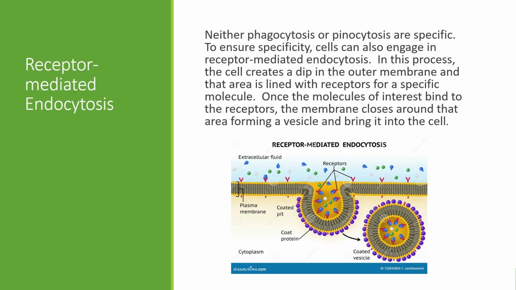But that process of bringing things in through pinocytosis or phagocytosis, they're not especially specific. So if we want one particular molecule, we're going to do something called receptor-mediated endocytosis. In this process, the cell's going to create that dip again in the outer membrane, and that area is going to fill with receptors. Receptors are like parking spots for a particular molecule, and it's going to bind to that receptor, and once all of those parking spots are full, it's going to close off and bring it in. So receptor-mediated endocytosis allows for specificity of what we're bringing into the cell.